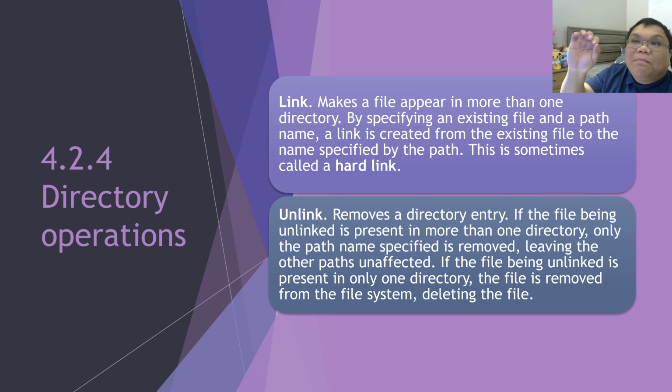So we can have two paths that lead to the same file. This is sometimes called a hard link, and unlink is the undo operation for that. It removes a directory entry. If the file being unlinked is present in more than one directory, only the path name specified is removed, leaving all other paths unaffected. If the file being unlinked is present in only one directory, then it has the same exact effect as deleting a file.